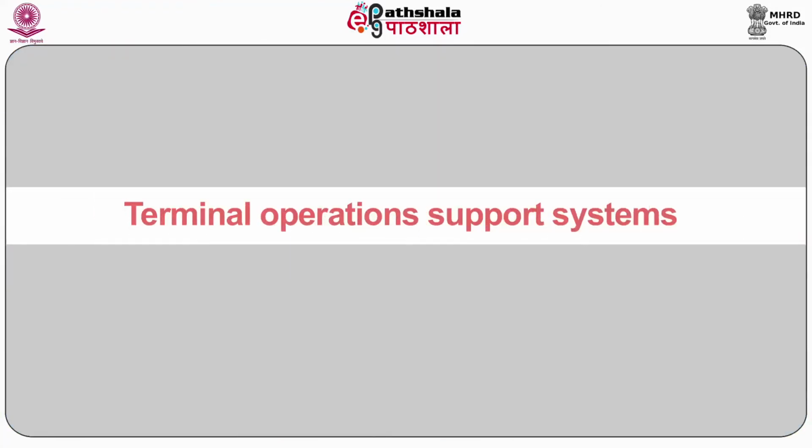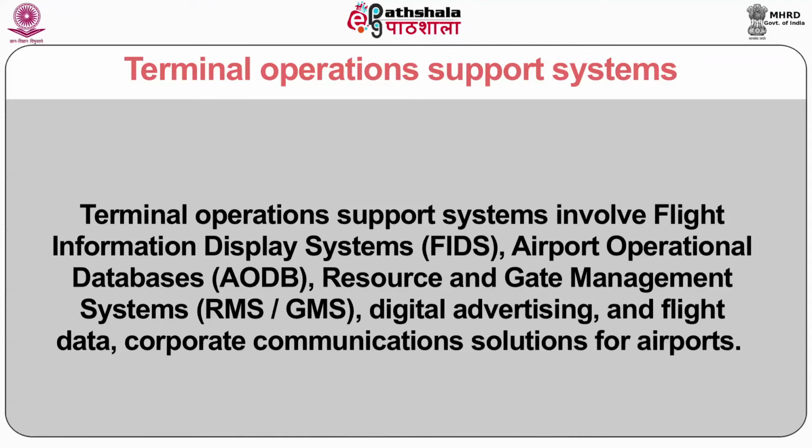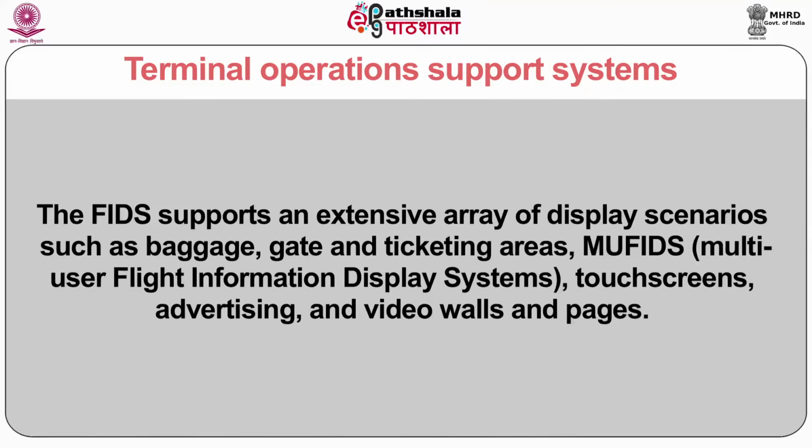Now I will discuss Terminal Operations Support Systems. Terminal Operations Support Systems involve flight information display systems, airport operational databases, that is AODB, resource and gate management systems, that is RMS/GMS, digital advertising and flight data, and corporate communication solutions for airports. The FIDS supports an extensive array of display scenarios such as baggage, gate and ticketing areas, MUFIDS, that is multiple user flight information display systems, touch screens, advertising and video walls and pages.